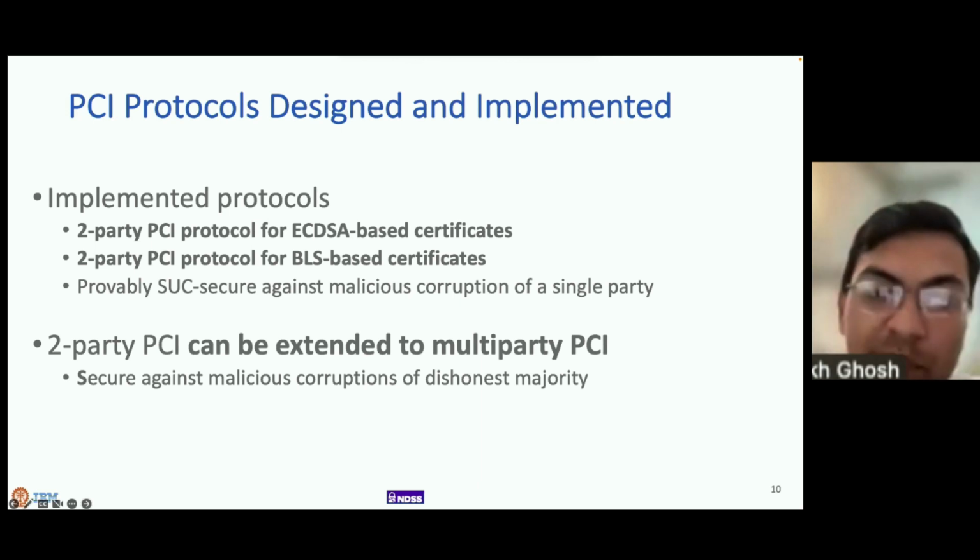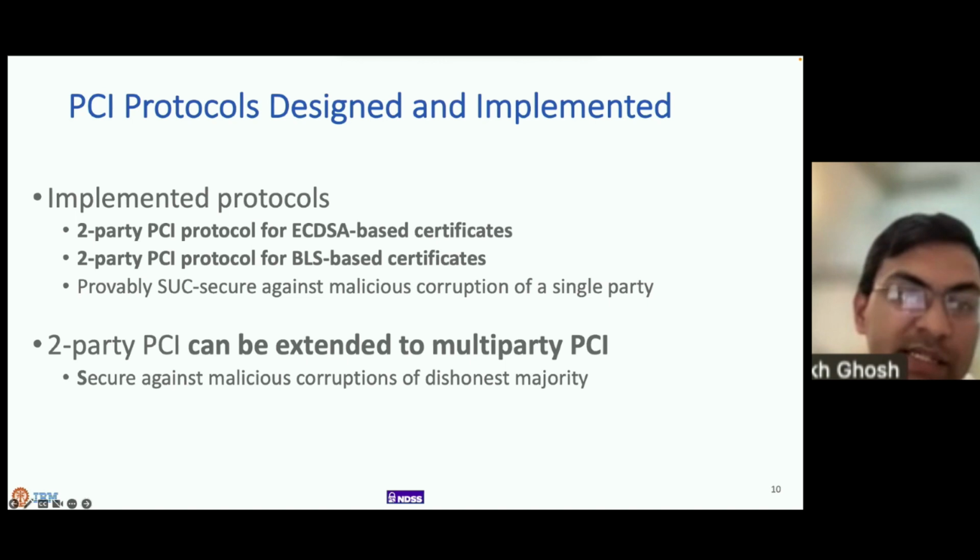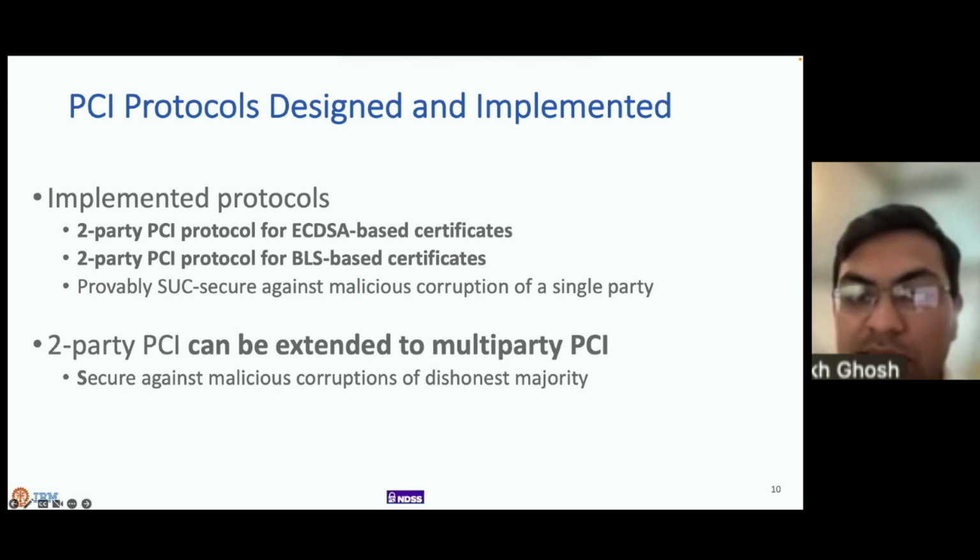We implemented and open sourced two-party protocols for ECDSA-based certificates and two-party protocols for BLS-based certificates. In the paper, we also propose extending these two-party protocols to multi-party PCI. These protocols are secured against malicious adversaries with dishonest majority.